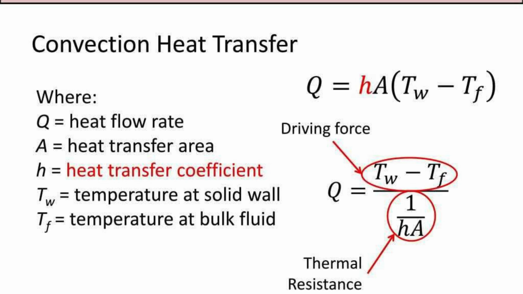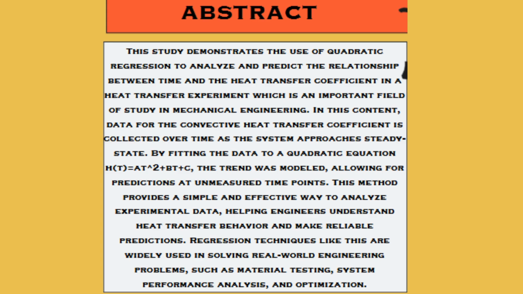This study demonstrates the use of quadratic regression to analyze and predict the relationship between time and the heat transfer coefficient in a heat transfer experiment, which is an important field of study in mechanical engineering. In this content, data for the convective heat transfer coefficient is collected over time as the system approaches steady state. By fitting the data to a quadratic equation, heat transfer coefficient is equal to aT squared plus bT plus c, the trend was modeled, allowing for predictions at unmeasured time points.